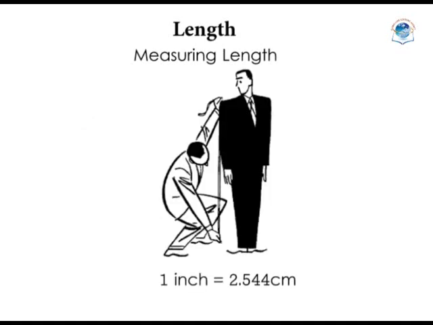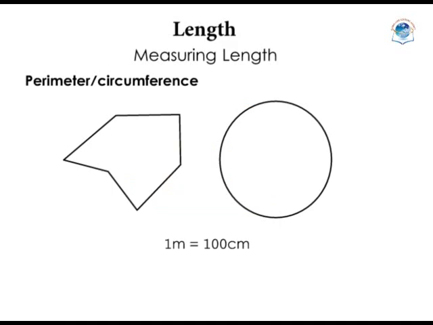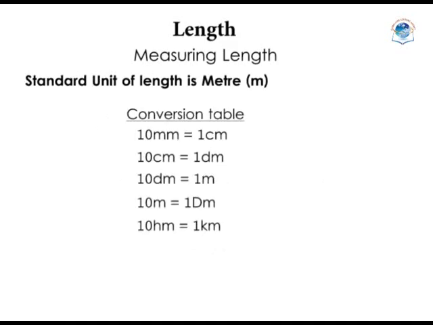The tailor will take the measurements for your outfits in inches. Athletes will talk about a 100 meters race. In mathematics, we talk about the perimeter of plane figures, and when it comes to circles, we call that perimeter the circumference. All these terms refer to the length of something. Different areas of profession have different units of measuring length, but the standard unit of length is meters. Small lengths, like in classrooms, are measured in centimeters and millimeters. Larger ones are measured in kilometers.